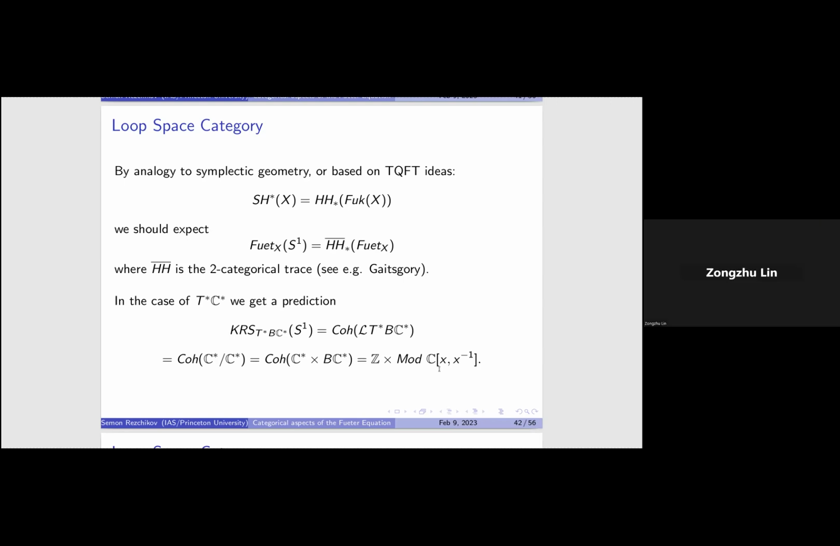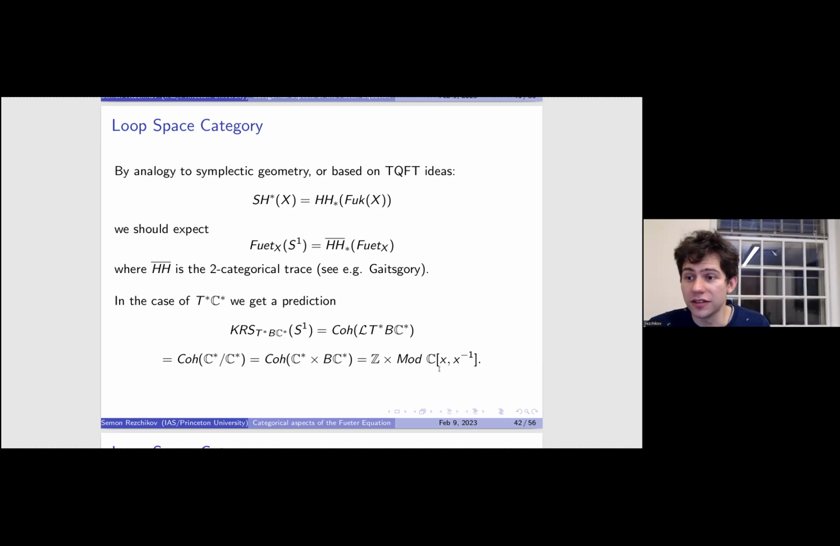So that at the very right looks to be the Z cross, that basically just all the Z graded object version of the category. Yeah, that's right. So it's a relatively simple thing.